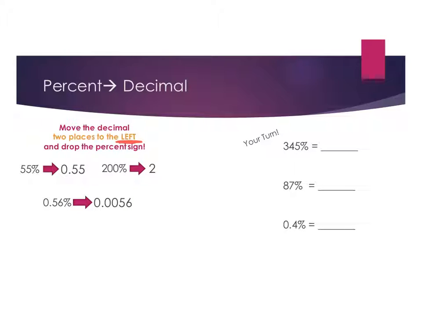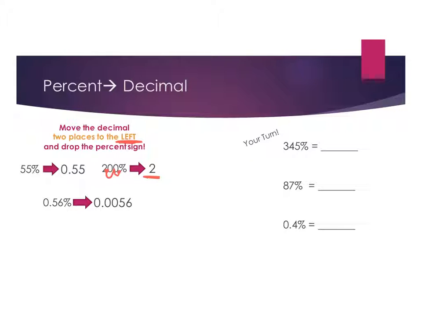Let me explain it again. So in 200, can you see the decimal? No, it's invisible. So it's going to be at the end. I move it over to the left 2 times, 1, 2, and it becomes the number 2. So 200% would be the number 2. Move it 2 places to the left and you drop that percent sign.